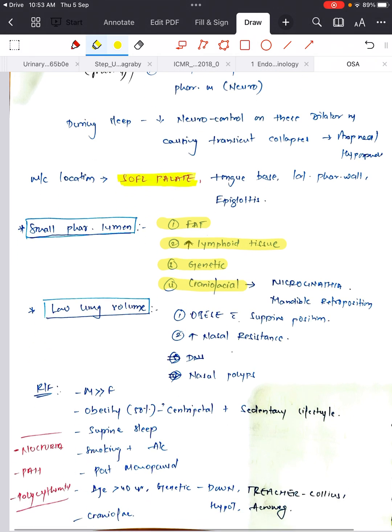Okay, there is obesity, and in the supine position, because of gravity there is more pressure on the lungs. So even that is a risk factor, making the patient prone to obstructive sleep apnea. Increased nasal resistance: you'll see this in cases of DNS, nasal polyps, any obstruction, or continuous nasal congestion because of allergic rhinitis. All these conditions will cause increased nasal resistance.